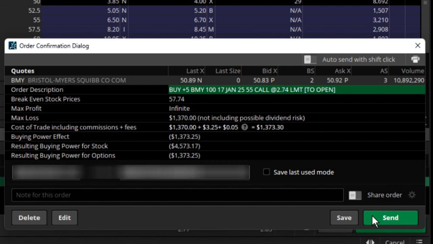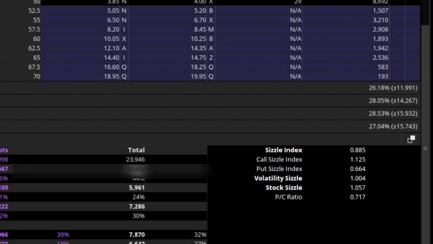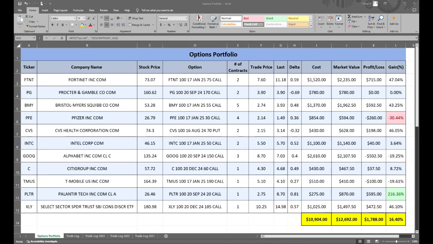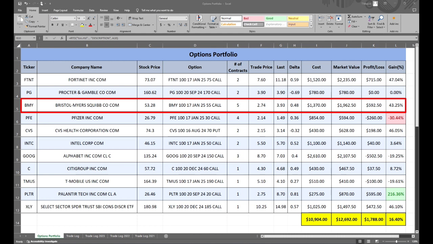Now I entered that trade on February 27th, and here's how I'm doing so far along with the rest of my portfolio. So it's been about a week since I made that trade on BMY, along with some others. Currently my Bristol Myers trade is up 43.25%. Now my rules are, once I hit 100%, I take off half the position and let the rest run. In this case, I have 5 contracts, so I'll probably take off 3. Usually trades don't jump like this in a week, and remember, this trade doesn't expire until January. So I'm feeling good about this trade.